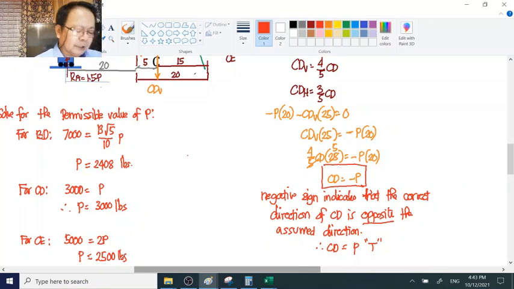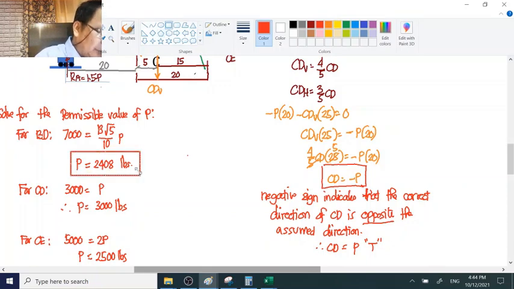Out of these three values computed as controlled by BD, CD, and CE, we were asked to find the maximum permissible value without exceeding the allowable limits. Since we are finding the maximum without exceeding, our value should be the smallest among the three. That is 2,408 as controlled by member BD.